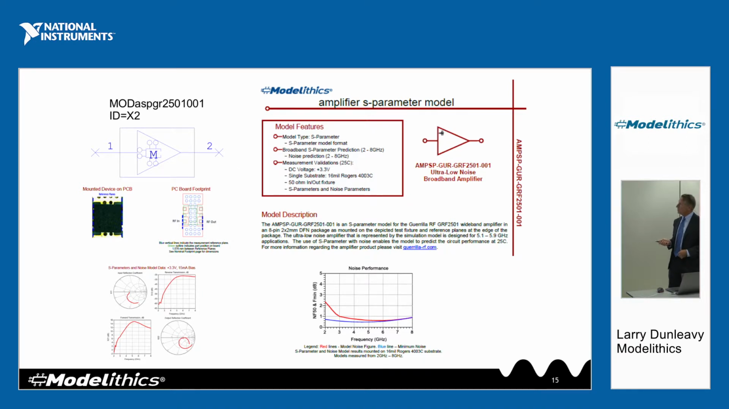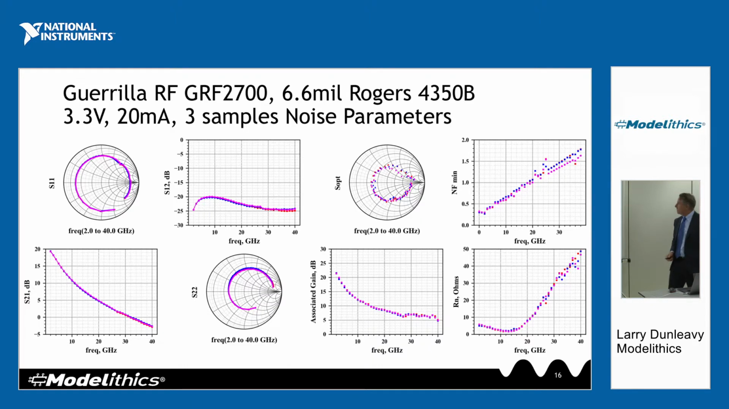So this is a Gorilla RF amplifier model, and it's validated, this is just up to 8 gigahertz, single substrate. We tell you what the substrate is, the voltage, and things like that. So that model is going to predict S parameters and noise parameters in that case. So that's in the library. These are what the parameters look like.